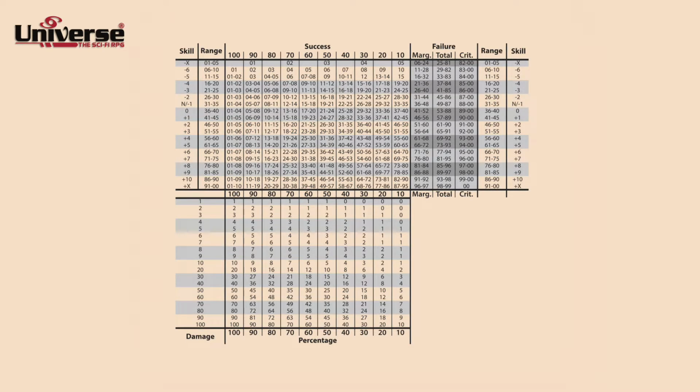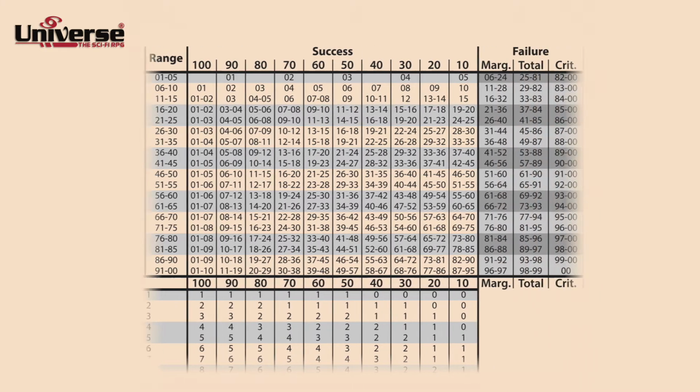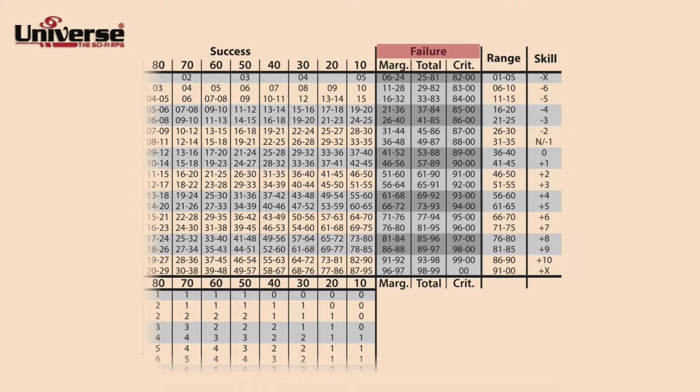Before we begin the tutorials, let's look at the structure of the performance table. The upper left area of the table is the success region. If a roll lands in this region, it will give a value from 100% successful down to 10% successful. The upper right area of the table is the failure region. If the roll skips into this region, it will give a marginal, total, or critical failure result.